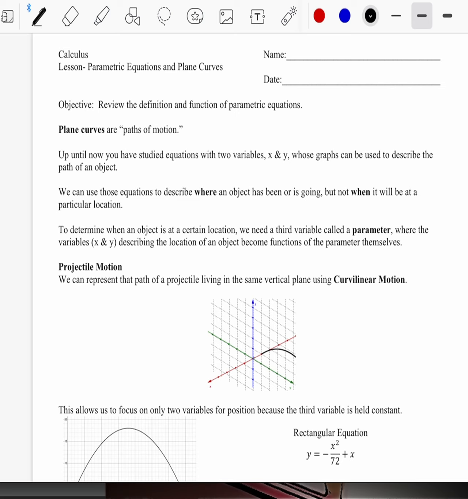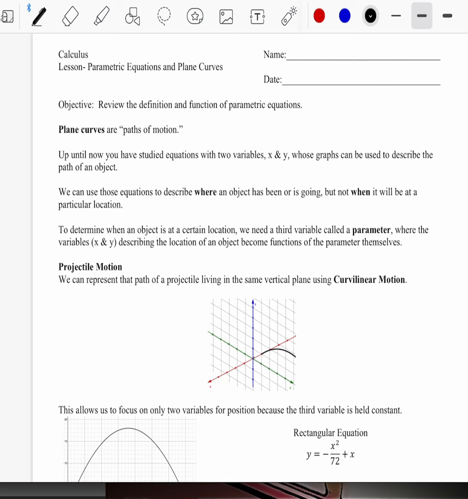Up until now, you studied equations with two variables, x and y, whose graphs can be used to describe the path of an object or position of an object. We can use those equations to describe where an object's been or is going, but not when it will be at a particular location. All right.